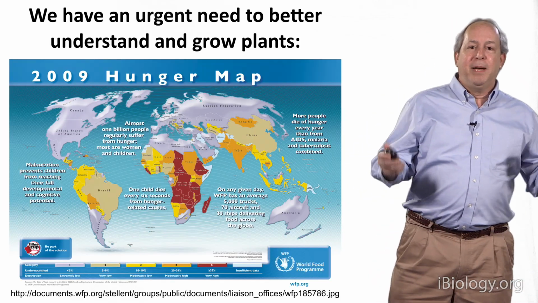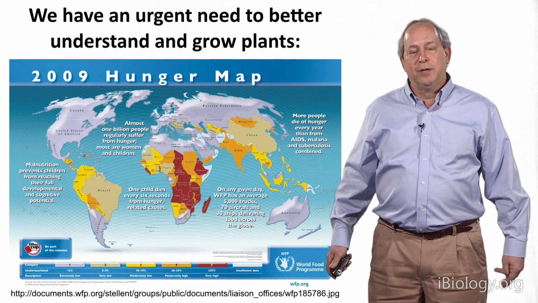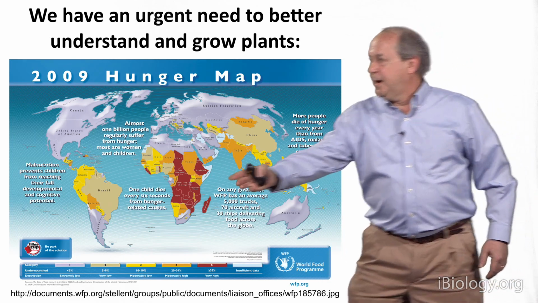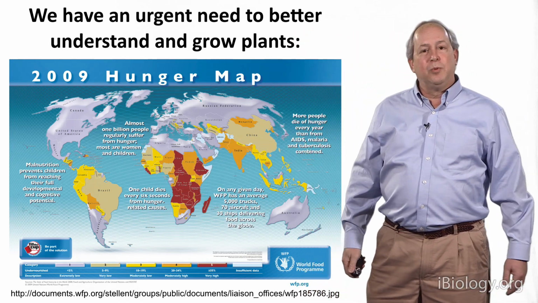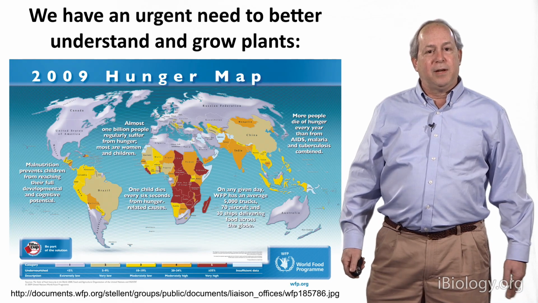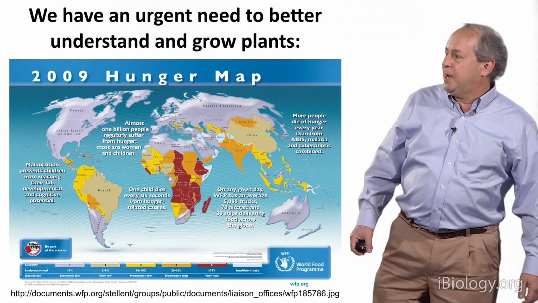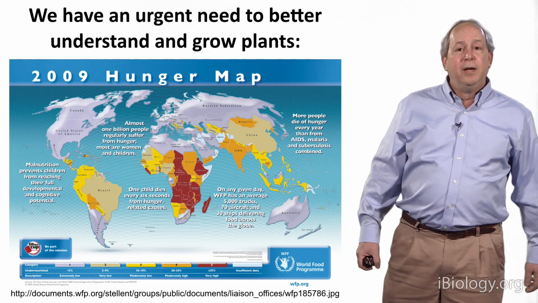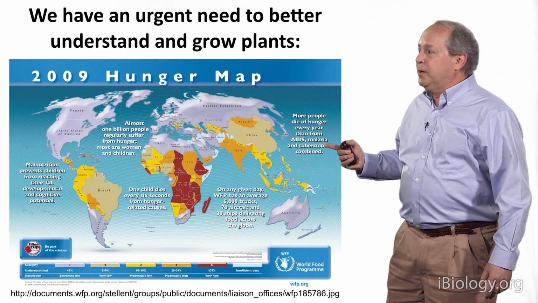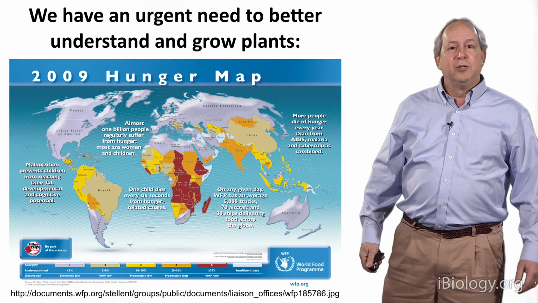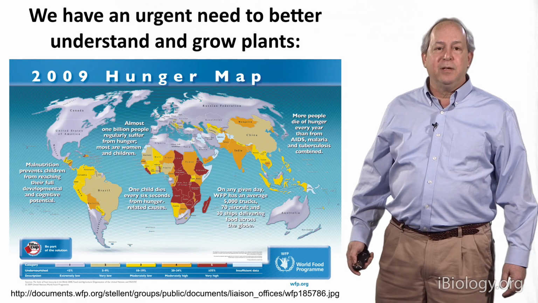This is a map from the World Food Organization, which shows hunger in the world. The darker areas here in Africa and in Southeast Asia back here are places where people don't have enough to eat, not enough calories and not enough of other nutrients. And if you can read the fine print on this map, you'll see that it says that more people die of hunger every year than from AIDS, from malaria and tuberculosis combined. So one problem that we have that relates to the study of plants is how to feed the world.